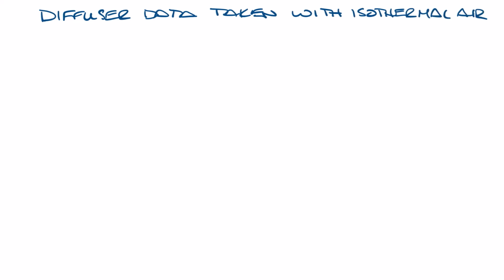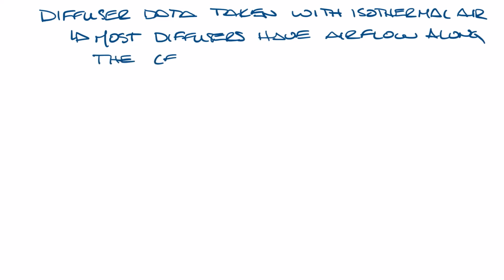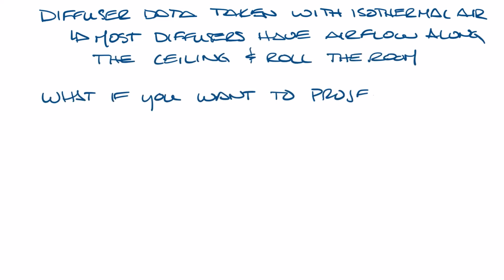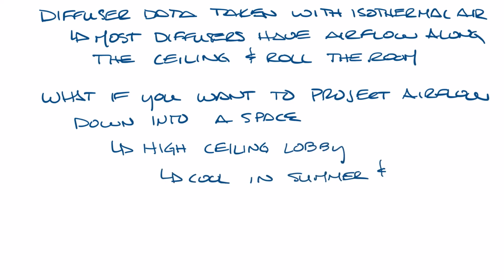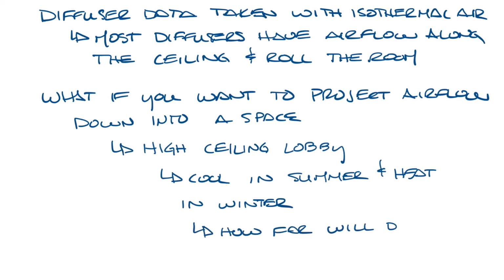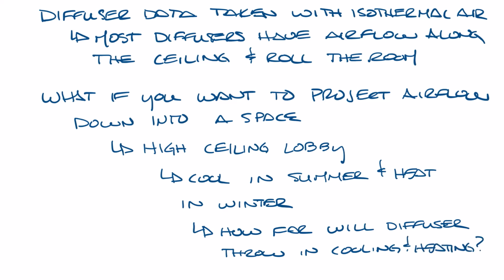As I mentioned in the last video, diffuser performance data is taken with isothermal air. Most diffusers are also used in ceiling applications where the airflow goes along the ceiling then rolls into the room. But what if you have an application where you want to project airflow downward into a space? A good example of this would be a high-ceilinged lobby area. In a lobby, you probably want to cool in the summer and heat in the winter. But how do you know how far your diffuser will throw during heating and cooling based on the catalog data?